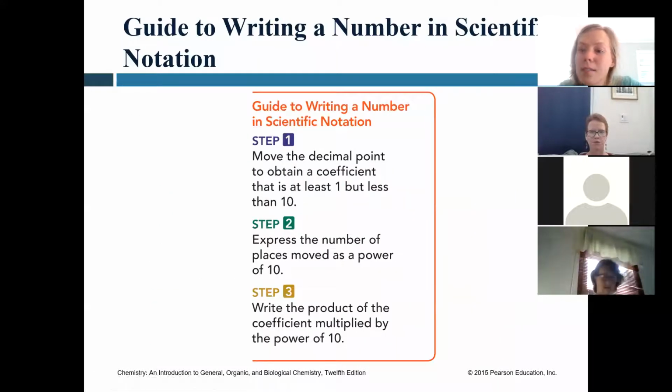So here, all of these slides have these sort of step-by-step guides to how to solve these problems. So they may work for you, they may not. We'll go through them relatively quickly and then do some example problems. So this says, move the decimal point to obtain a coefficient between 1 and 10, which we already talked about. Express the number of places moved as a power of 10. Write the product of the coefficient multiplied by the power of 10.